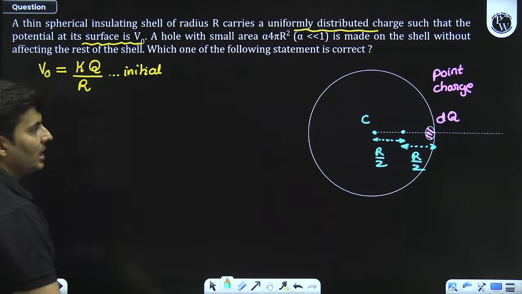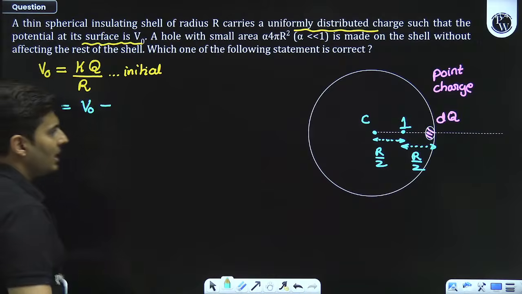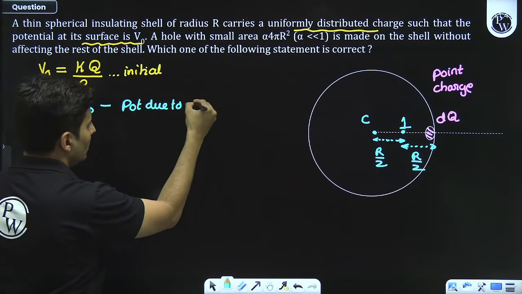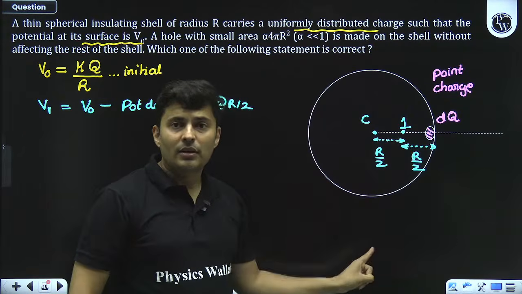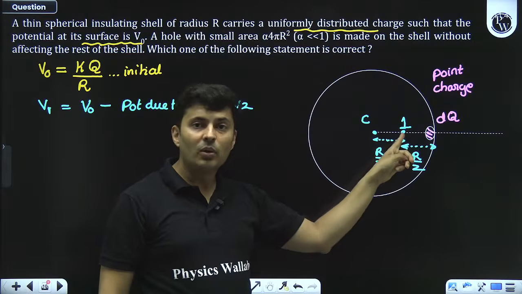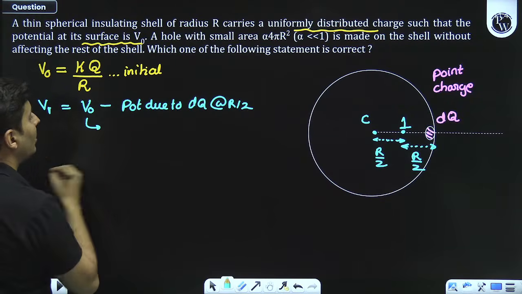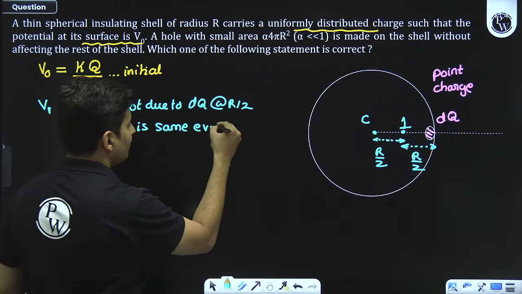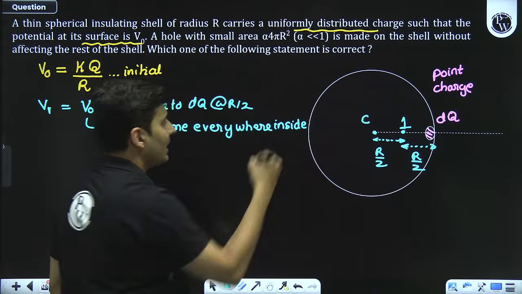So the potential at this particular point, if I call it number 1, is the entire sphere's potential minus the potential due to the dq charge at r by 2. Inside a sphere, no matter where you are, the potential is constant. Do you remember that? Some students think, sir, if I shift my location, the potential due to the entire sphere will change. Wrong, it will still remain the same. So this is still V naught, since the potential is the same everywhere whenever you are inside. That is why it is V naught.